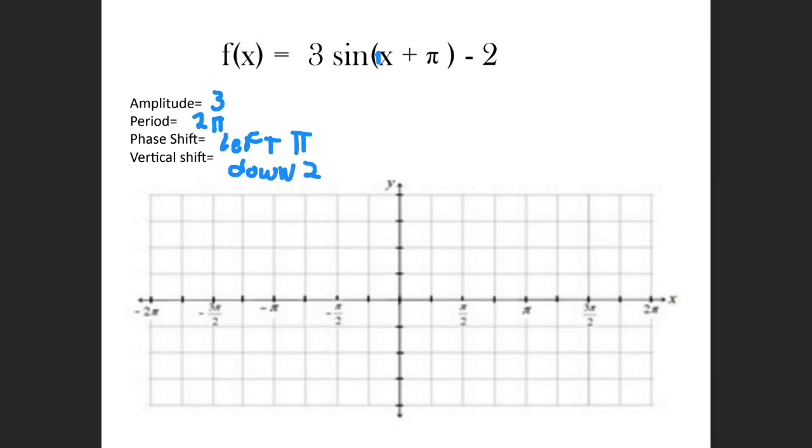So then you could graph it out. Now that you have all the information, you can graph this function out. So that's very similar to what the whole thing is going to be this week, being able to graph and being able to just list the amplitude, the period, phase shift, and the vertical shift.